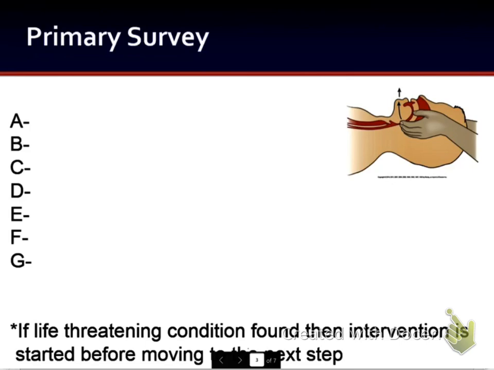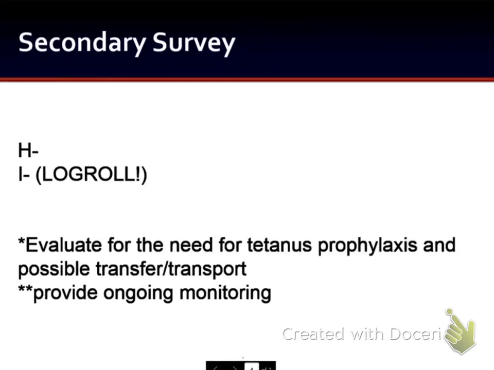Again, if there is a life-threatening condition found in any of those steps, you're going to do your interventions for that life-threatening condition before you move on. The only thing in the secondary survey now is your history or your head to toe. So this is where we're going back now, and instead of just looking them over real quick, we're going to do a thorough head to toe on them.